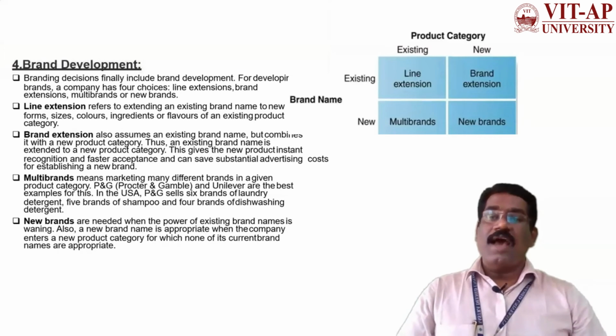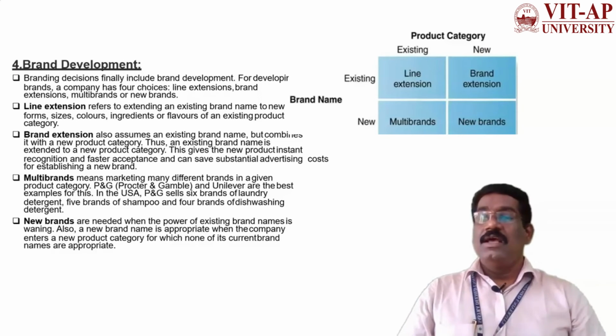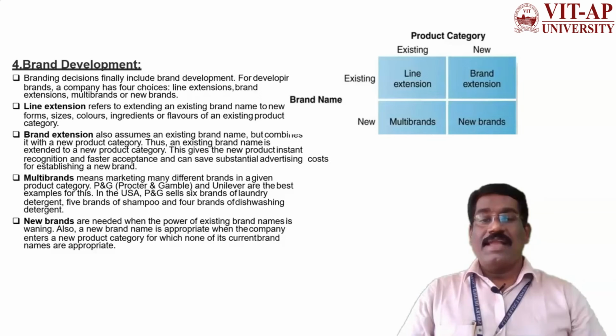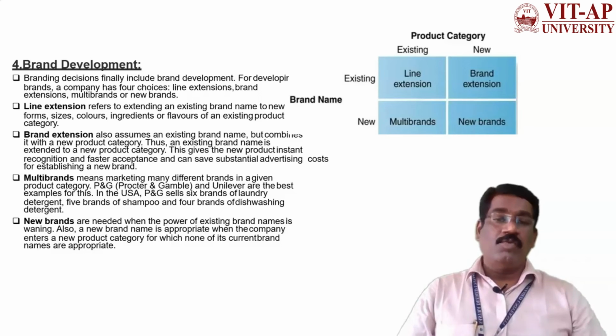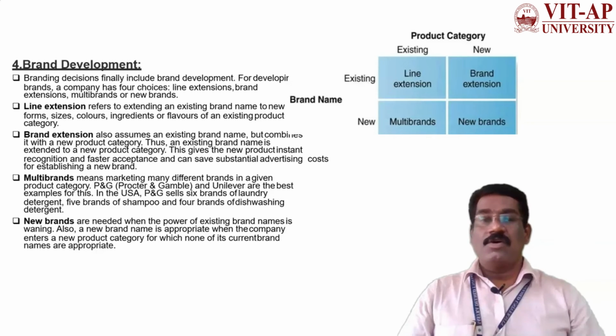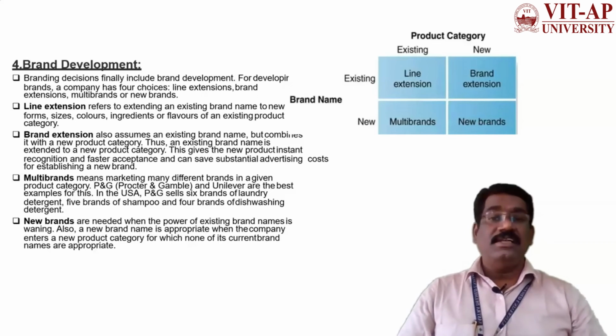And when you talk about the final decision, brand development, branding decisions finally include brand development. For developing brands, a company has four choices: line extension, brand extension, multi-brands, or new brands. Line extension is existing and existing. There are two variables we have taken here: brand name and product category. If you look at the first quadrant, we can talk about line extensions. It refers to extending an existing brand name to new forms, sizes, colors, ingredients, or flavors of an existing product category.